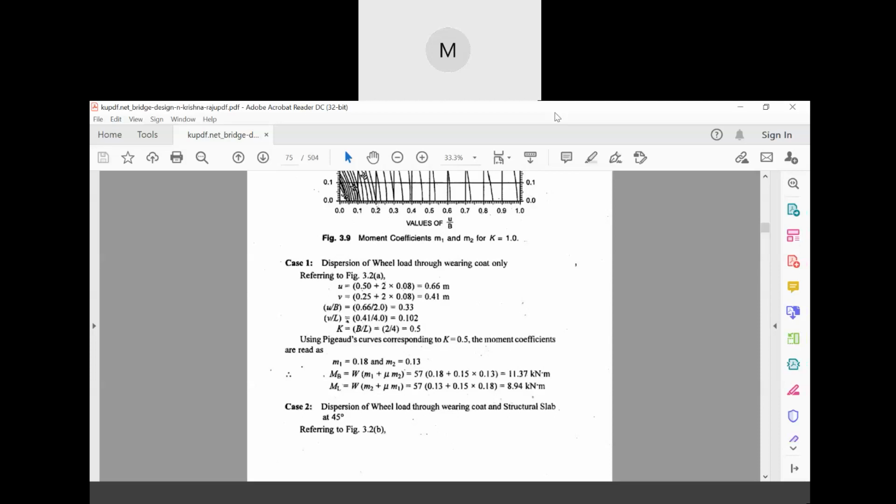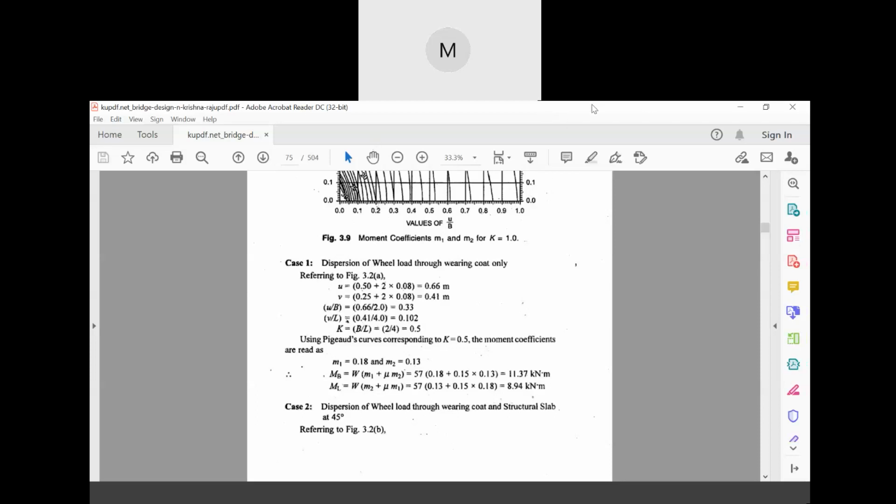So the overall depth of slab now will be 200 plus 0.08. We have to add that, 200 plus 80, both the wearing coat and the structural slab. So what will be the new depth now? That's 0.28 meter, 280 mm. Very good. The depth of slab will be 280 mm.